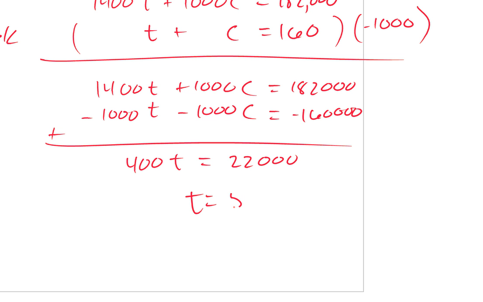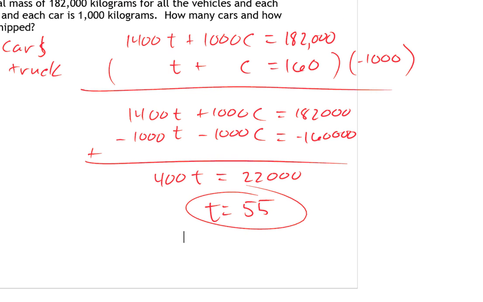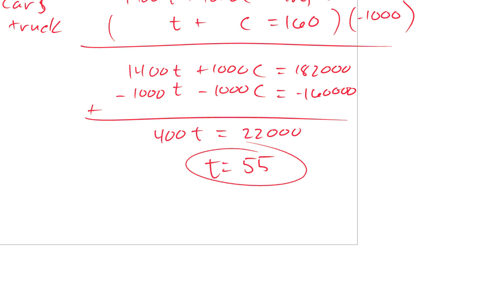Now that I know that there's 55 trucks, I'm going to just plug that in. Yeah, absolutely. So we've got trucks plus cars equals 160. I know that trucks is 55. So if I subtract 55 from both sides, I get that cars is 105. There are 105 cars in the shipment.